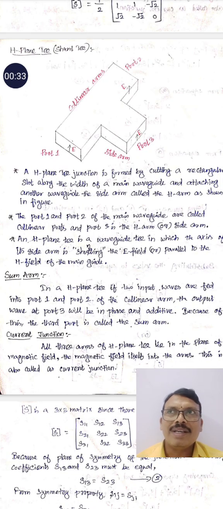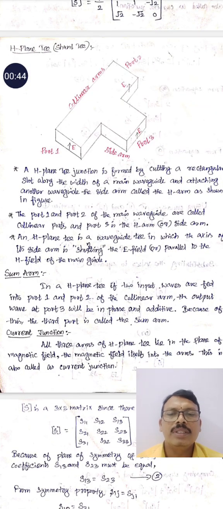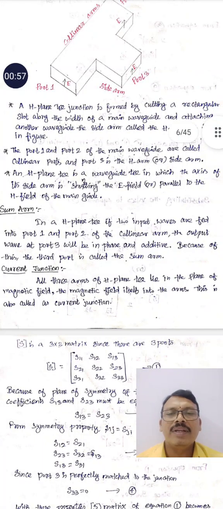Port 1 and port 2 are called collinear arms, and port 3 is called the side arm. The H plane T junction is formed by cutting a rectangular slot along the width of the main waveguide and attaching another waveguide to the side arm, which is called the sketch arm or shunt arm. Port 1 and port 2 of the main waveguide are called collinear arms or collinear ports.